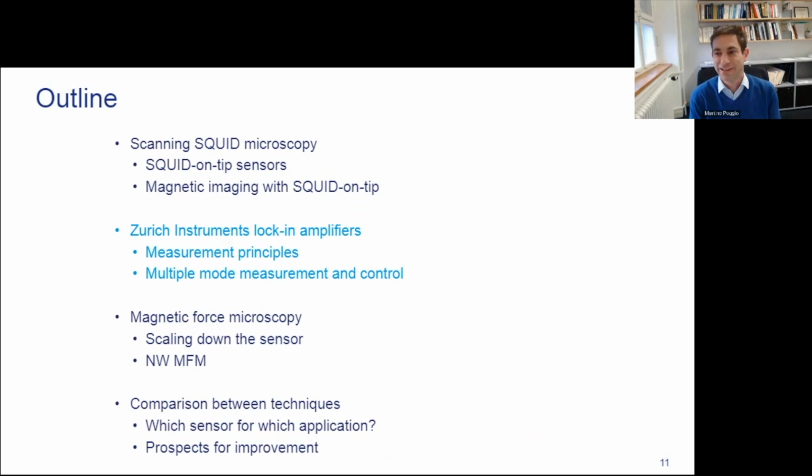Okay, so here finally is an outline of my talk. I'm going to talk about scanning SQUID microscopy first, then Jelena will tell a little bit about how you can use lock-ins to make the measurements that I'm discussing. Then I will talk about magnetic force microscopy, and finally I'll try to make a comparison between the techniques and talk a little bit about what needs to be done in the future.